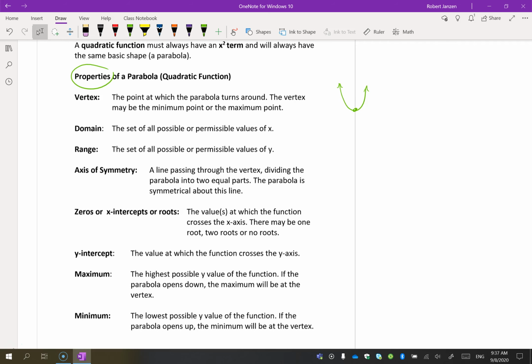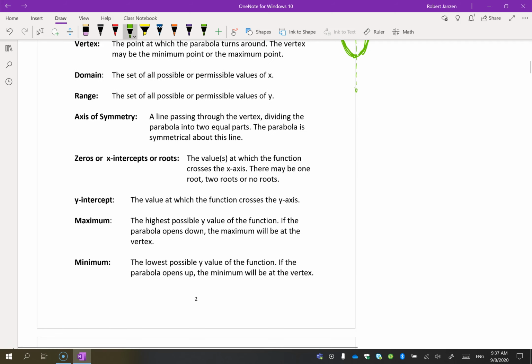The axis of symmetry, this is the line that passes through the vertex. It's a vertical line. And remember how I said that the parabola is symmetrical? It should be identical on both sides of these lines of symmetry. Okay, the graph will look exactly the same. Okay, the zeros, x-intercepts, or roots. Hey, get used to this. 3 ways of saying basically the same thing. Okay, these are where it crosses the x-axis.